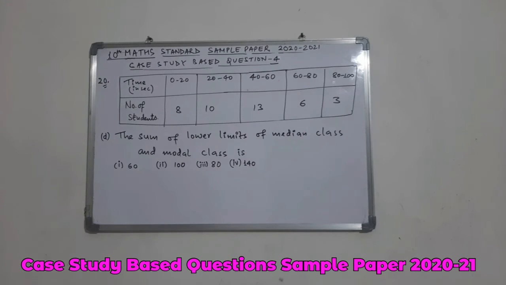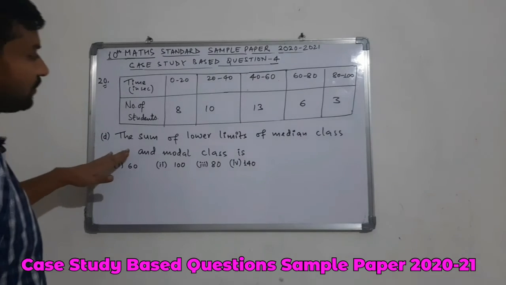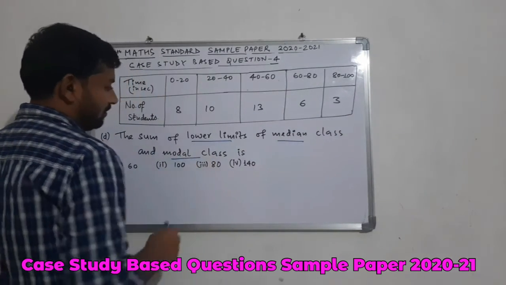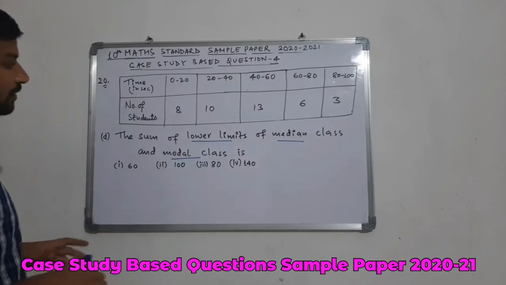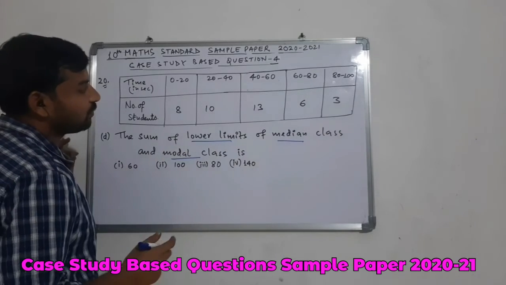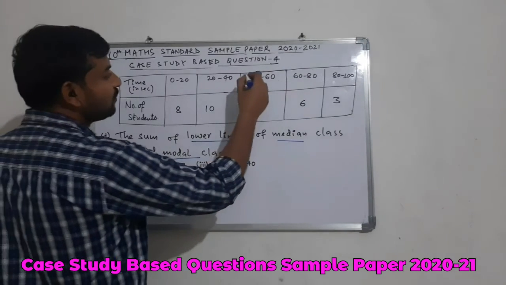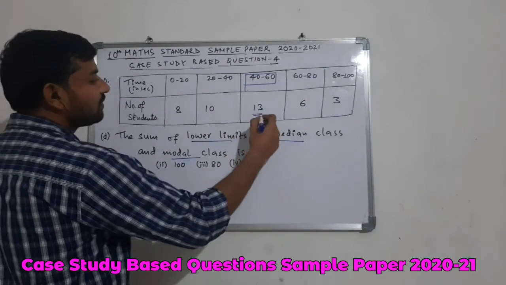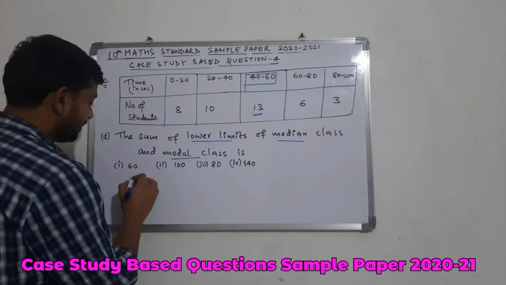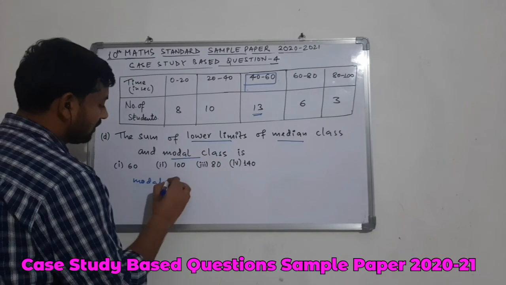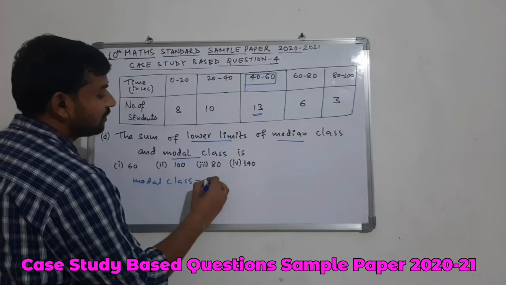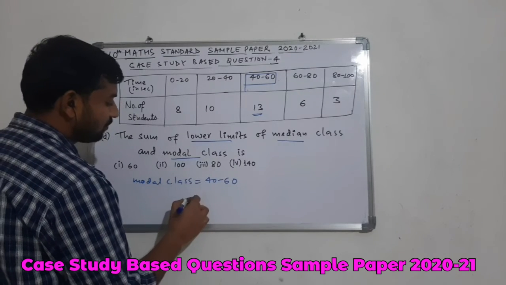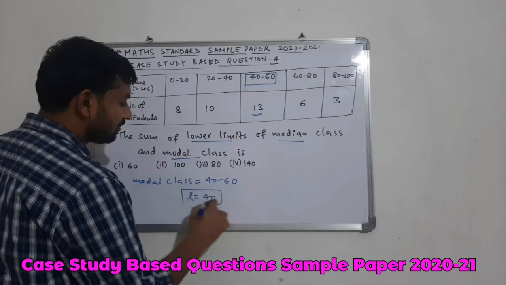Let us come to the fourth part of this question number 20. Here the question is, the sum of lower limits of the median class and the modal class is. So first of all we have to define the median class and modal class. The modal class we have used in some previous parts. It was 40 to 60 as the maximum frequency is 13. So the modal class here is 40 to 60. So the lower limit of this is 40. So the lower limit of the modal class is 40.